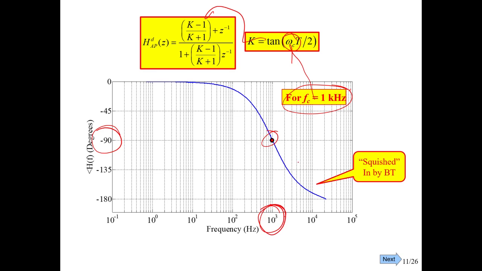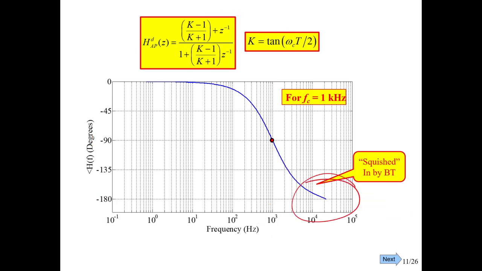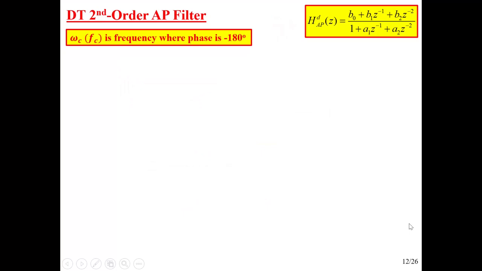And notice, we saw for continuous time how this asymptotically approached minus 180 degrees, but for discrete time, we can only go up to Fs over 2, and that whole structure gets squished in. And so that's why we see that. When you see this kind of behavior, you know that a bilinear transform has been used.